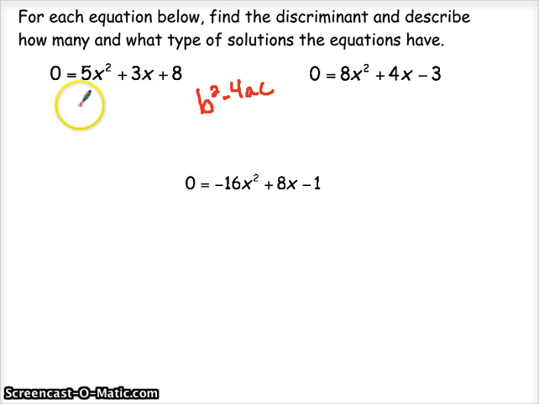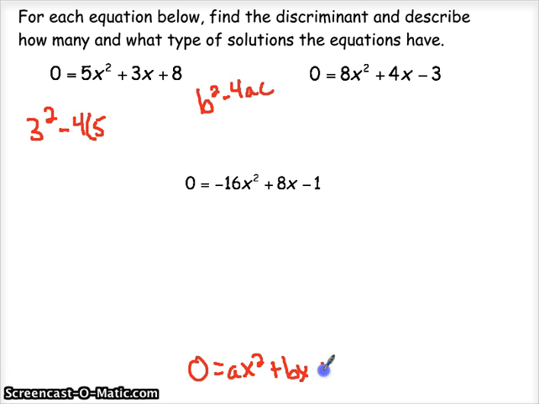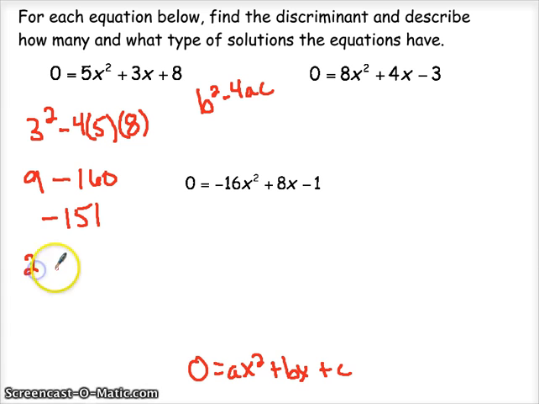So we take our b, 3, we're going to say 3 squared, minus 4 times a being 5, remember a from ax squared, remember our overall standard form equation, ax squared plus bx plus c. So we take out our a being 5 and our c being 8, and we can find out that 9 minus 20 times 8 would be 160, and we get negative 151, a negative number meaning 2 imaginary solutions.